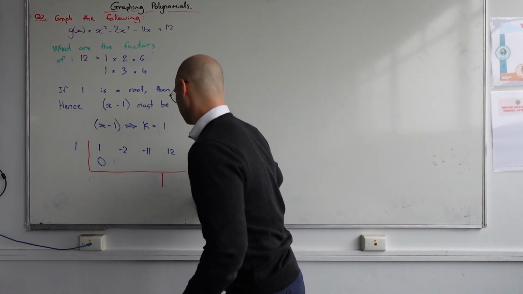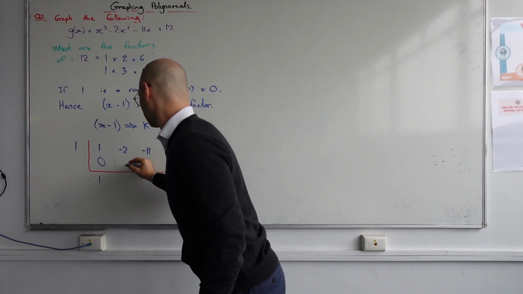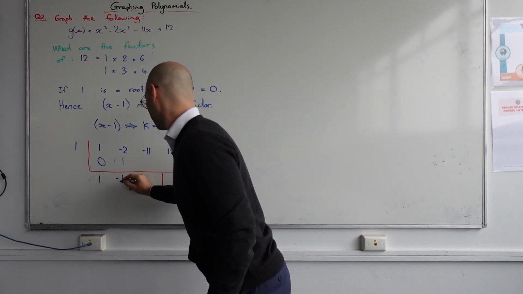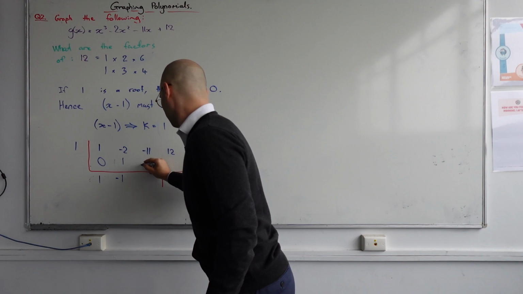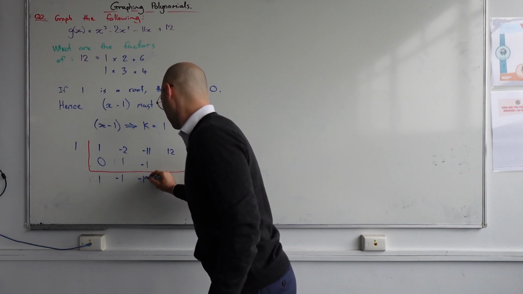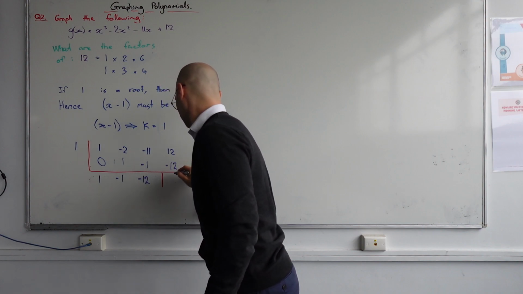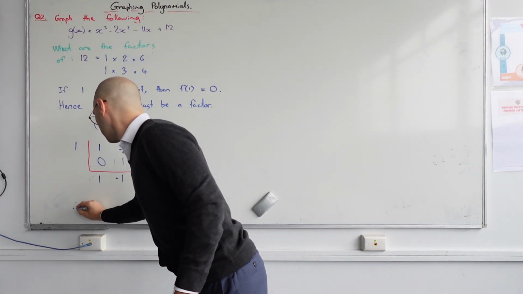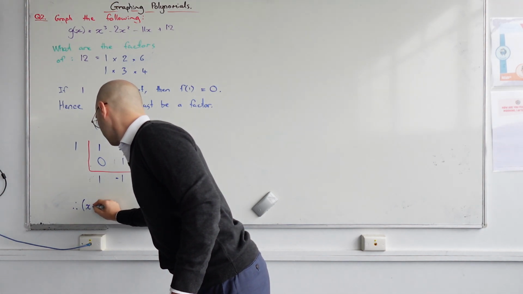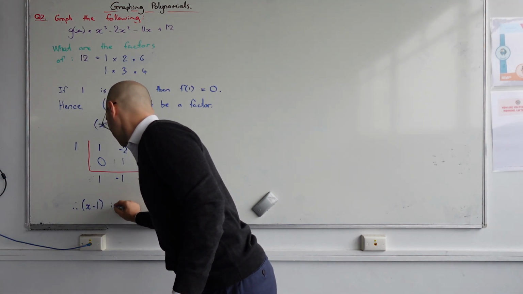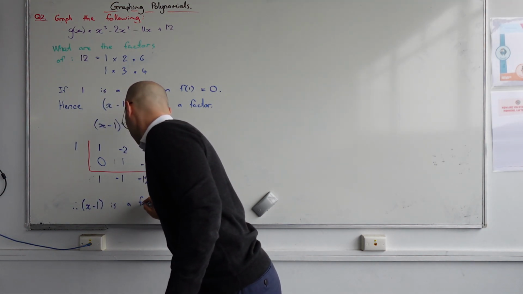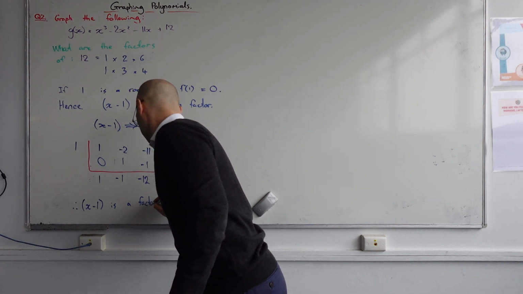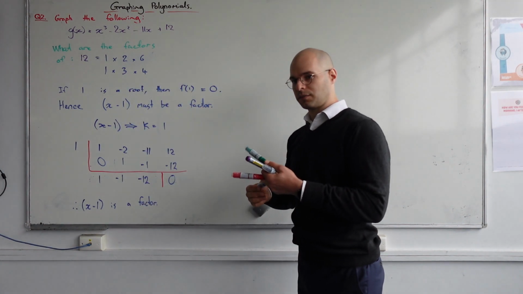Let's start again. That will be 1. This will be 1. This will be -1. This is going to be -1, this will be -12, this will be -12, and this will be 0. Therefore, x take 1 is a factor. Making sense so far?